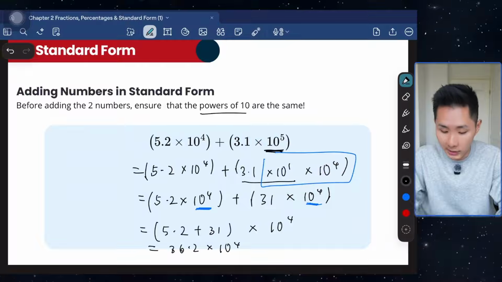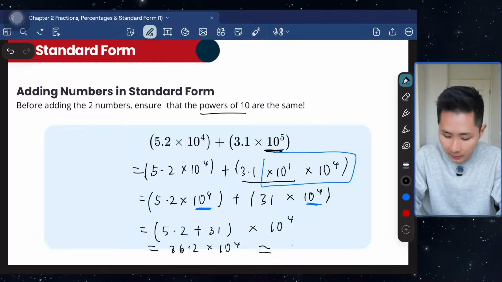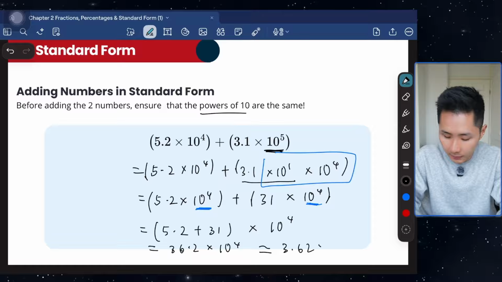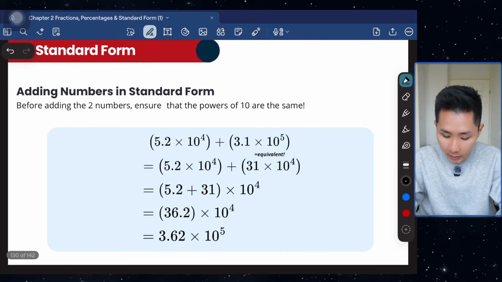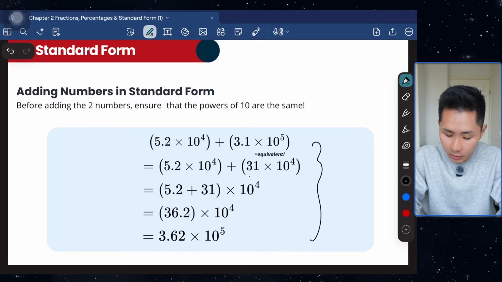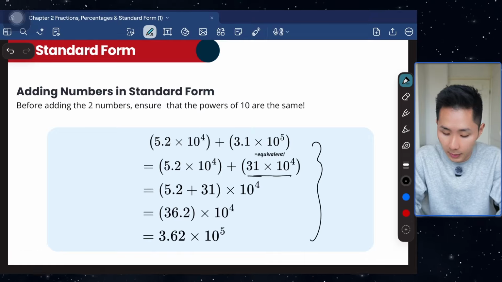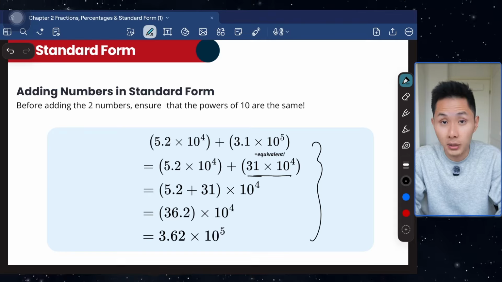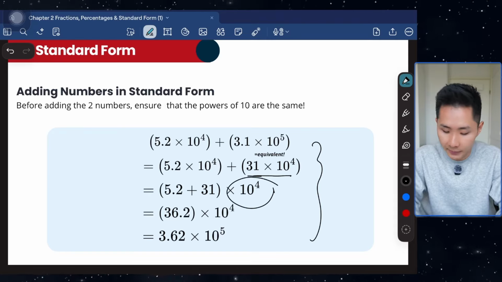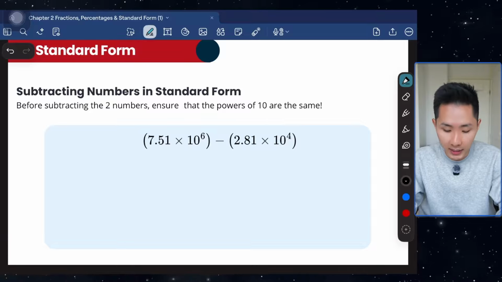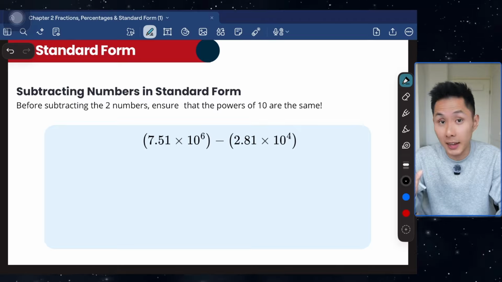Again, because I want to represent standard form properly, I can always change it back to this format, 3.62 times 10 to the power of 5. So a beautiful version, I will change this into 31 times 10 to the power of 4, and they are equivalent to each other. All right. Once I have the same power, I will do the operations. So when it comes to subtraction, it is the same. You do have to make sure that their powers are the same.